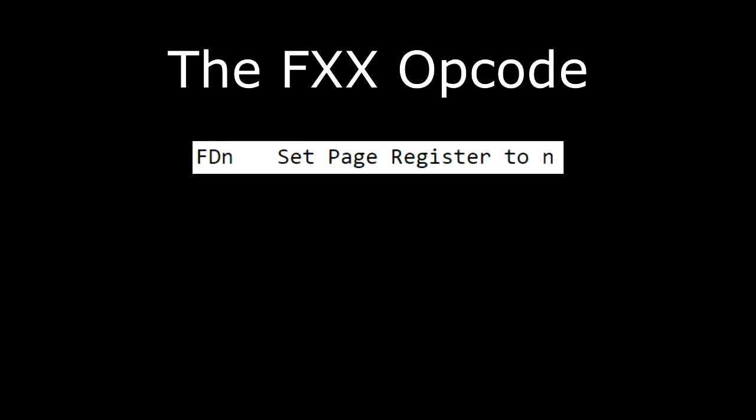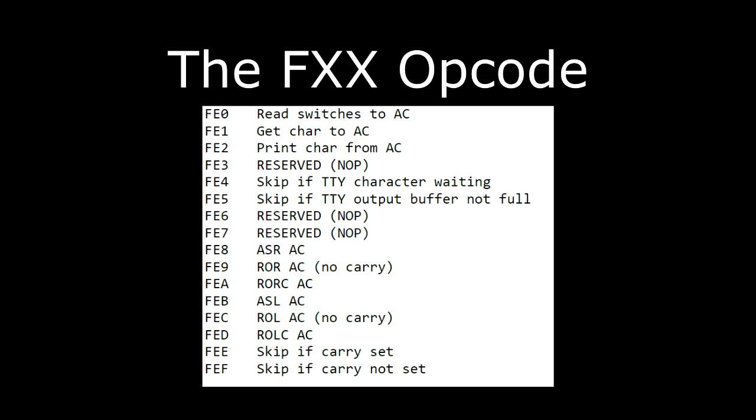FD is used to set the page register. The lowest 4 bits specify the particular page, which ends up being the high 4 bits of the address. So FD0 says set page register to 0, FD3 sets page register to 3, and so on. FE and FF contain a lot of other interesting functionality.